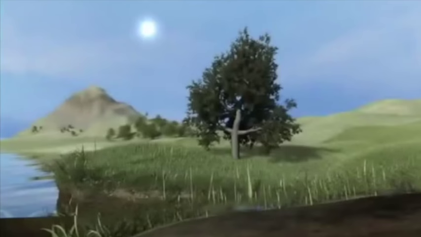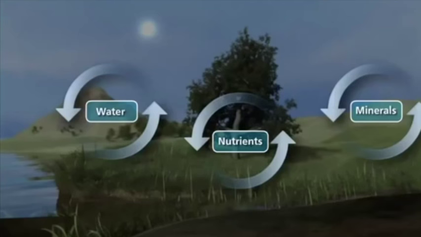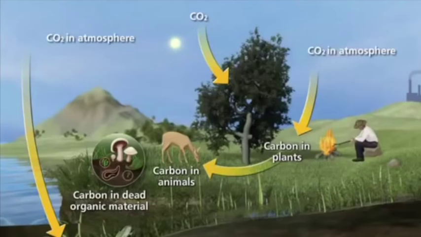Its biosphere is primarily a closed system in terms of water, minerals, and nutrients. There are finite amounts of these substances, which are recycled through the living and geological components of the biosphere, called a biogeochemical cycle. Carbon, a key element of organic life on Earth, cycles through the biosphere in this way.